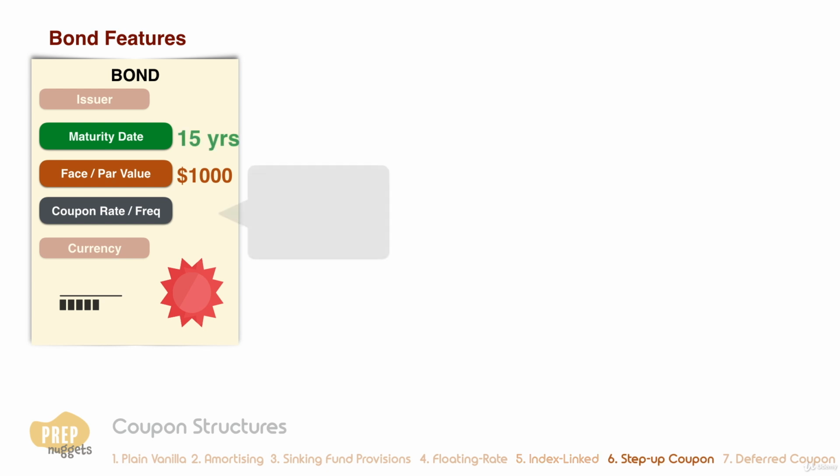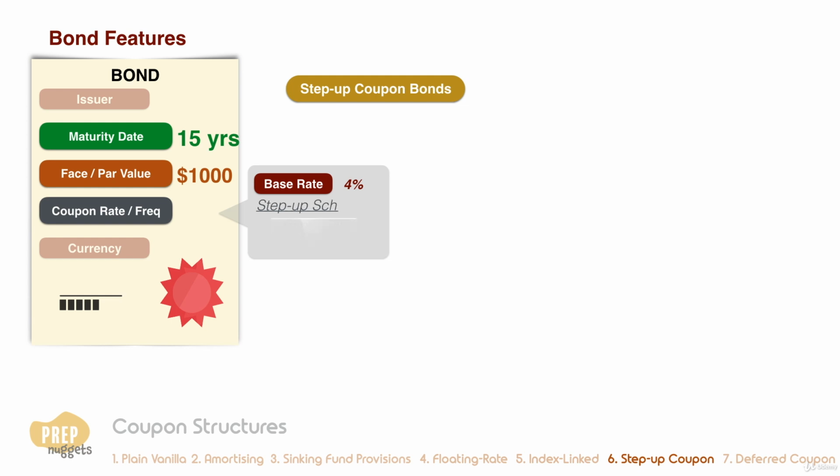Another form of coupon structure comes in the form of step-up coupons. Step-up coupon bonds are structured such that the coupon rate increases over time according to a predetermined schedule. For illustration, this $1,000 par 15-year bond has a base rate of 4% and a step-up in interest of 1% and 2%, beginning on the 6th and 11th year respectively.